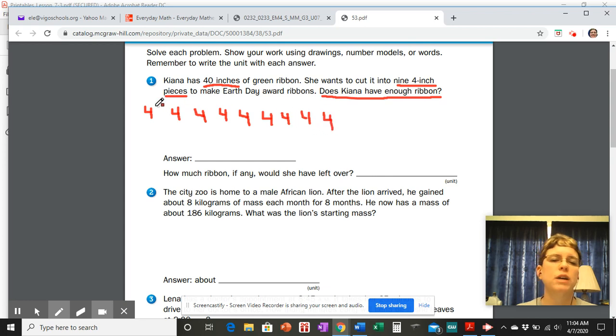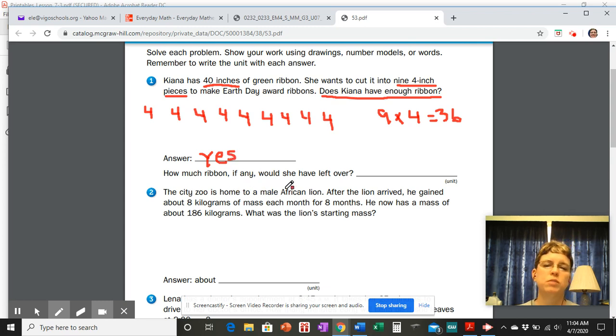And let's count to make sure we have 9. 1, 2, 3, 4, 5, 6, 7, 8, 9. And we do. Okay? And so that gives me 36 inches. 36 is going to be less than 40, so she does have enough ribbon. You also could have done 9 times 4, and that equals 36. Okay, so our answer is yes. She does have enough ribbon.